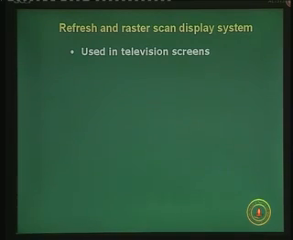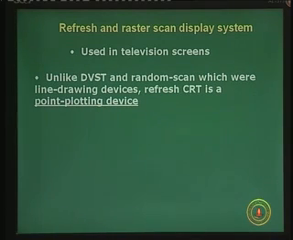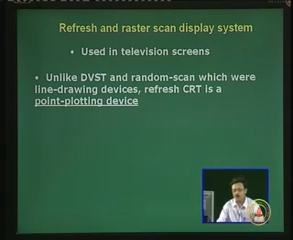And how does it differ from the random scan display system? Unlike the DVST and random scan display systems, which were essentially line drawing devices, as I just mentioned to you today, and we discussed at length in the last lecture also, that they were drawing lines. Refresh CRT or a raster CRT is essentially a point plotting device. So, we are essentially putting points on the screen now rather than drawing lines, and how this is implemented or how this is basically performed on the screen, we will go through in this lecture.